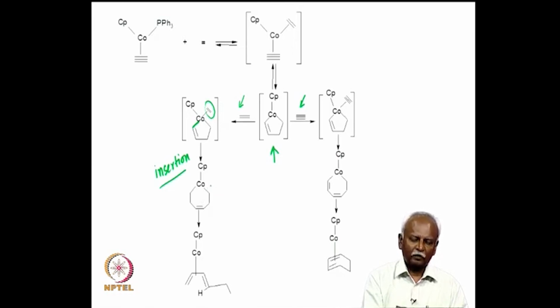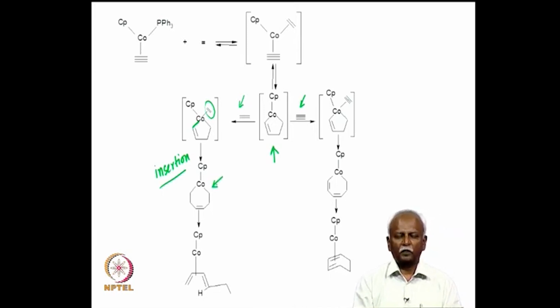metallocycloheptene. So, here you have one double bond which is in the third position, with respect to the cobalt, and this particular molecule can now have an option of doing reductive elimination, either directly to give you this intermediate, which now has the ability to do a cycloreversion reaction such that it forms cyclohexene.